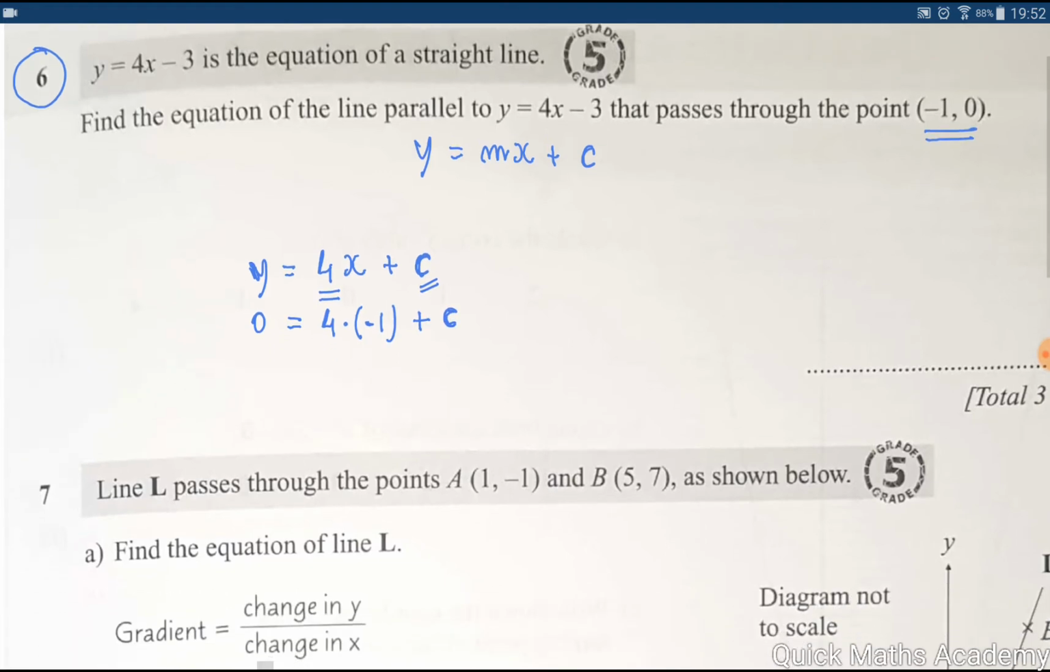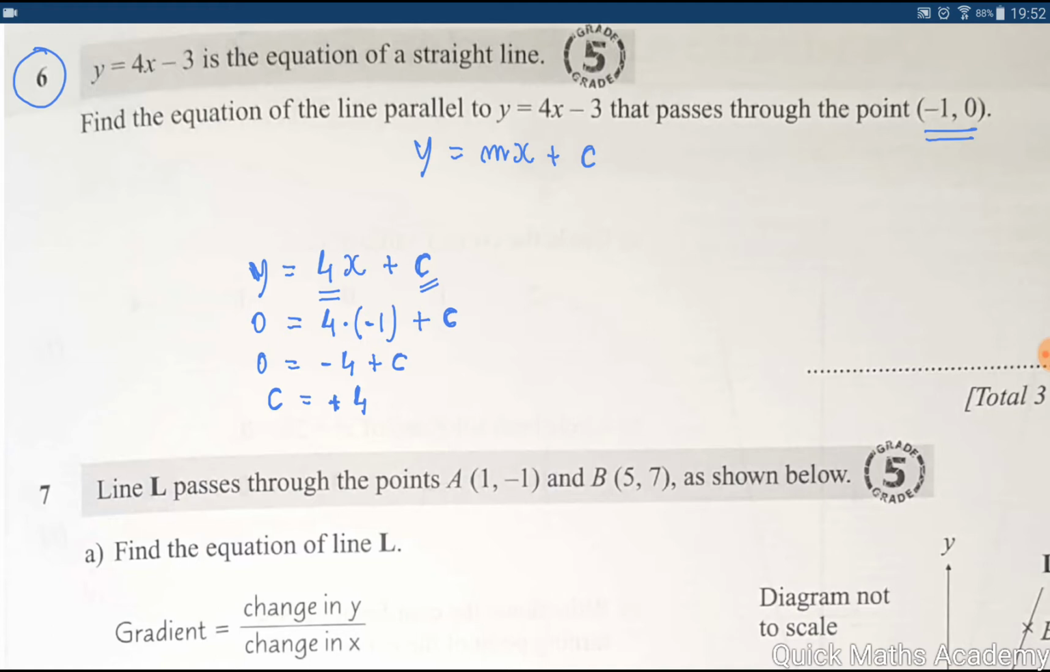So what I have is that 0 equals minus 4 plus c. That means that c equals 4. I just throw the 4 to the other side and turn it positive.